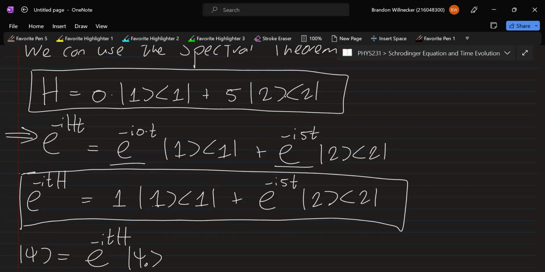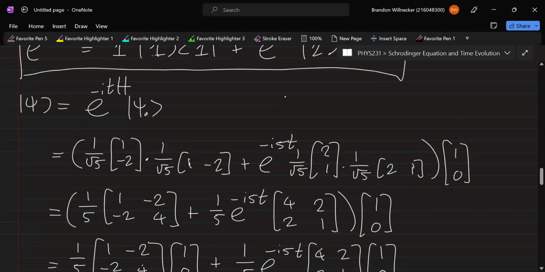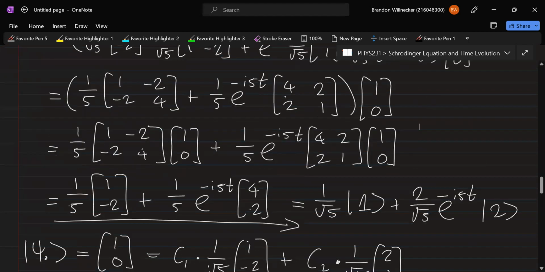Okay. And noting that the outer products just form matrices, we can substitute the column vectors and the row vectors to end up with the matrices. So that's what we did here. We formed the matrices with the eigenvectors, we multiplied that onto the initial state vector, and we've got our answer here.